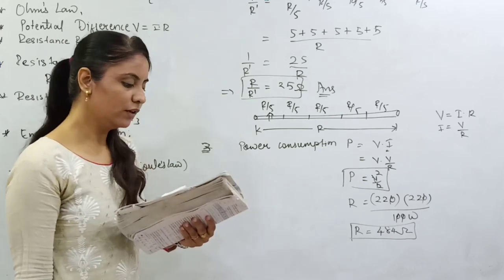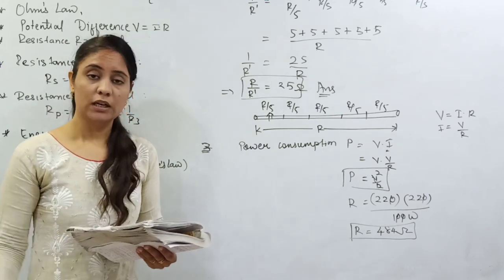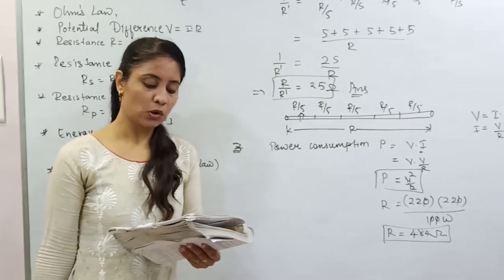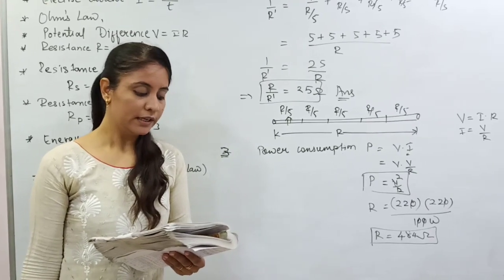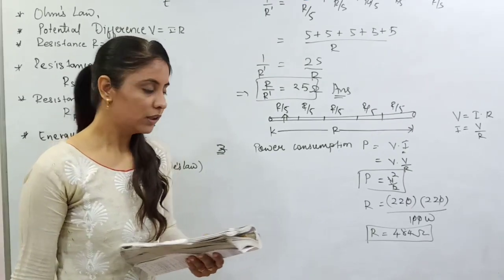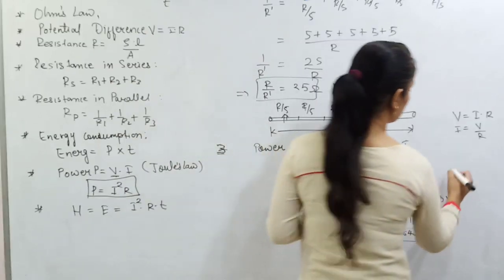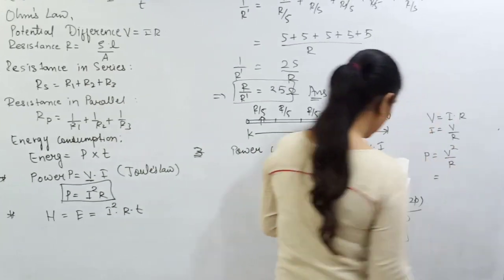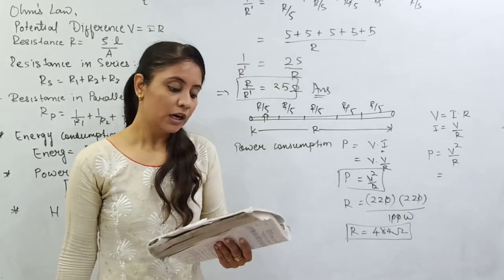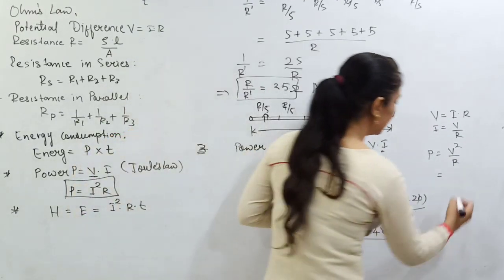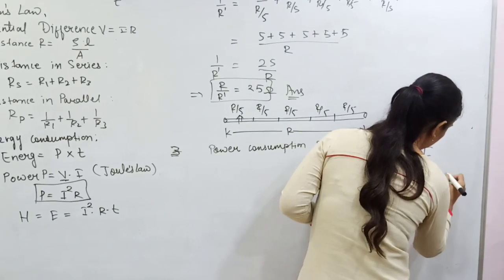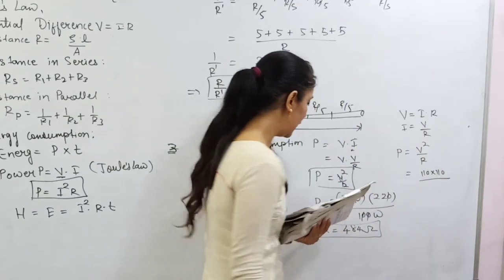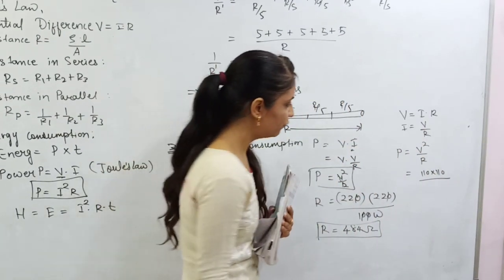This is the one value, 484, that is given. Now they say that whenever it is operated on 110 volt, how much power is consumed? There is nothing to do; once again, just use the same equation. P is equal to V square by R. So V, you have to take the value 110 volt. So 110 squared divided by R. So R is having 484.